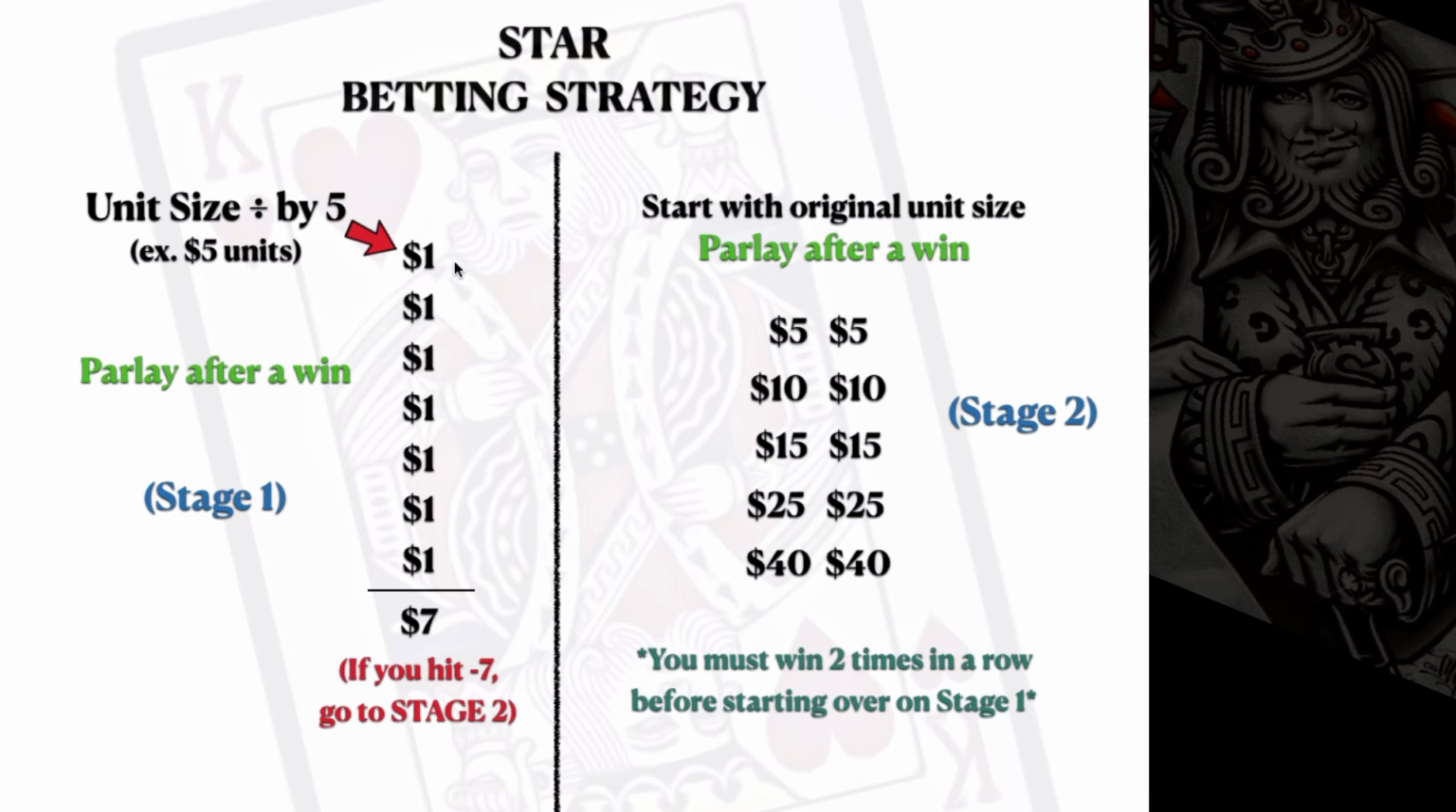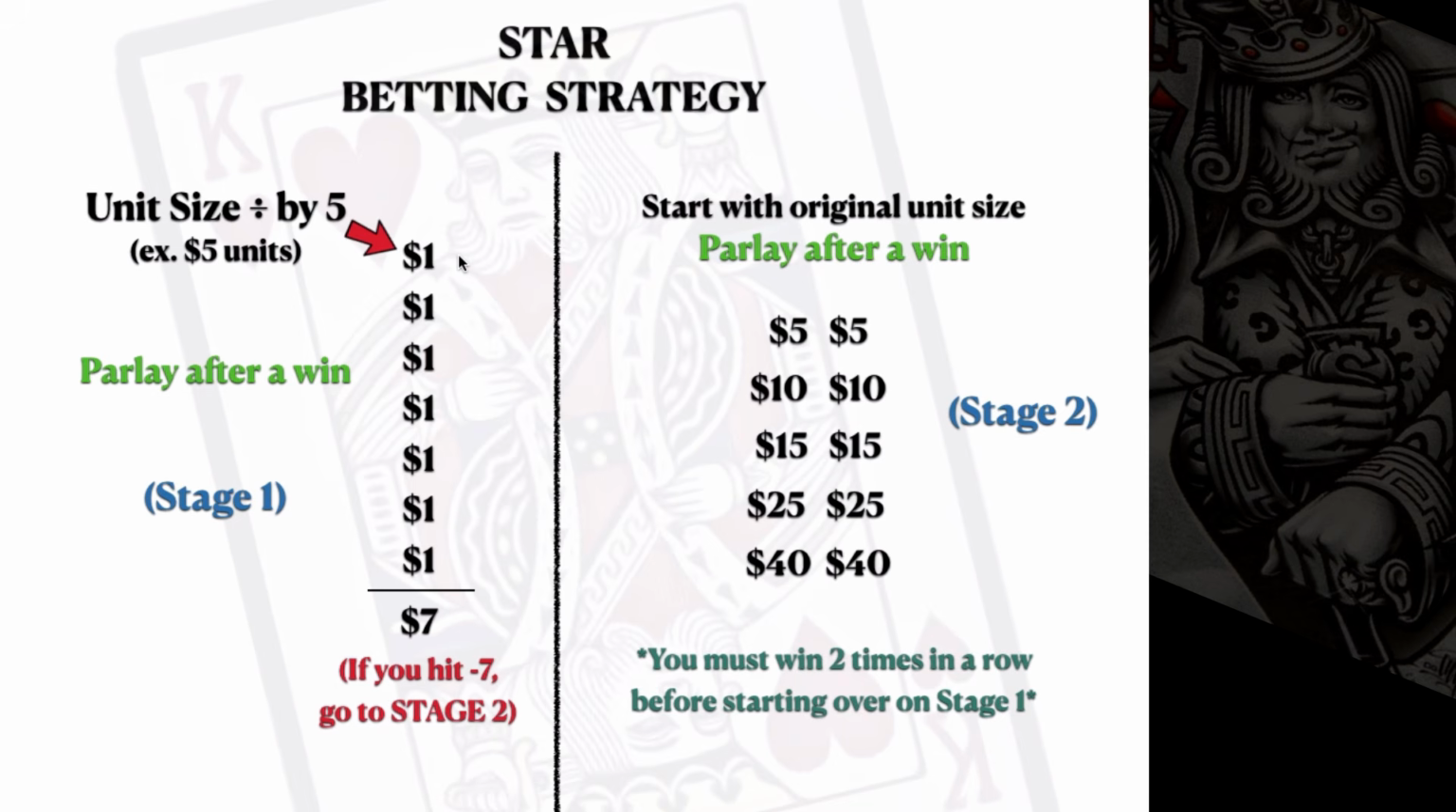Your unit size might be different. So say you use $10 units. You would divide it by 5 and you would start at $2 on stage 1. If you use $25 units, you will start with $5 on stage 1. Make sense? Okay, now what? Well, you would take this amount and start betting.